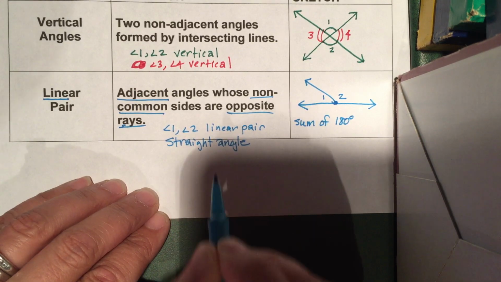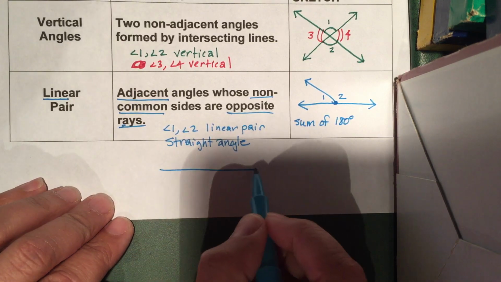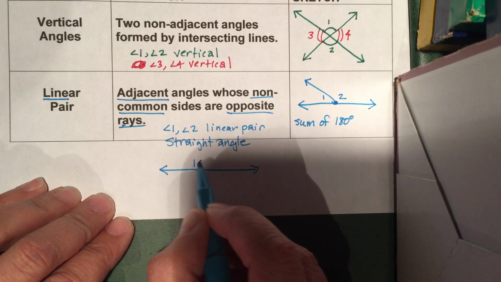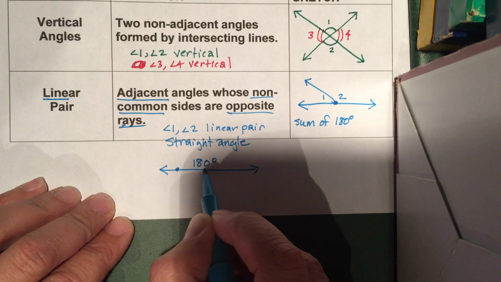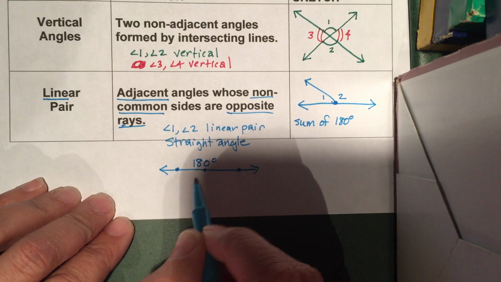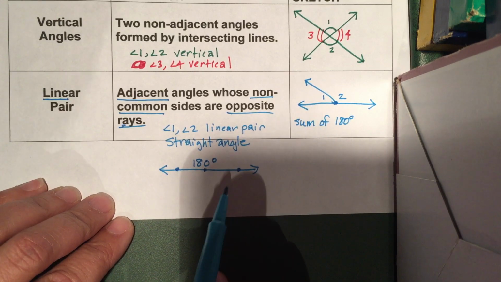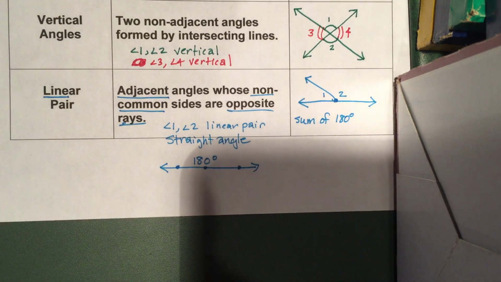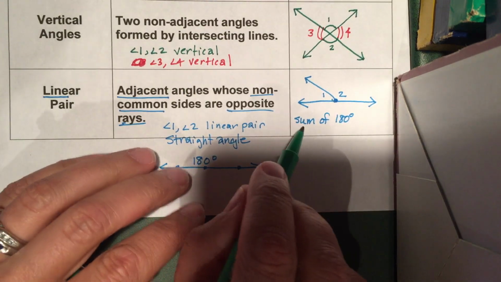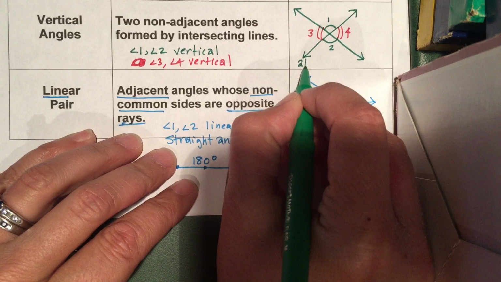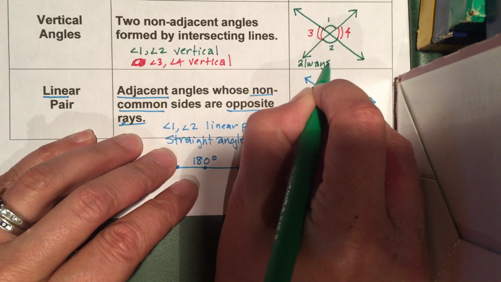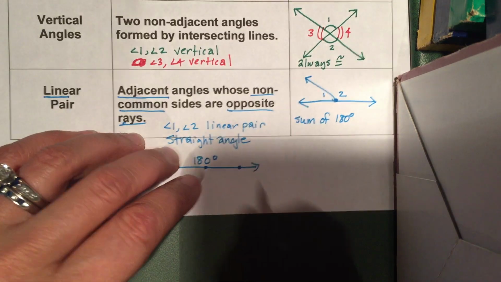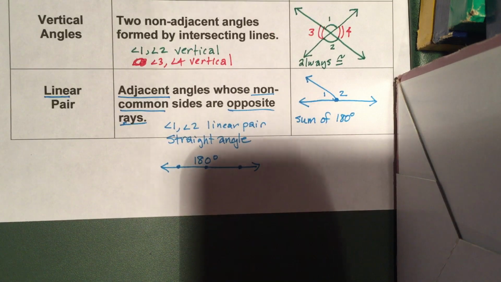A linear pair forms a straight angle. Remember, we've talked about how a straight angle is 180 degrees. So if you've got 3 points here and you've got a straight line, it's a straight angle. A linear pair together will form a straight angle. And again, the vertical angles that we had above here, these are always congruent, and that's the symbol for congruent. Same size, same shape, or going to be equal measure.